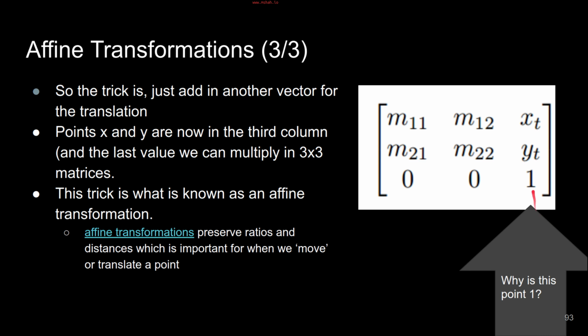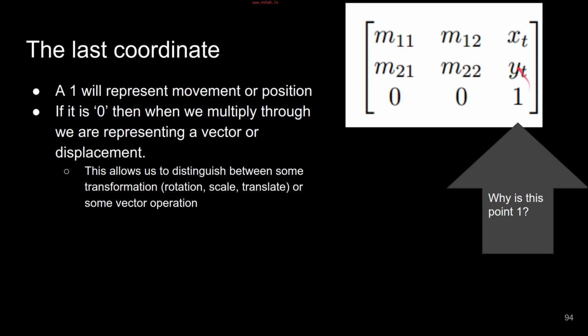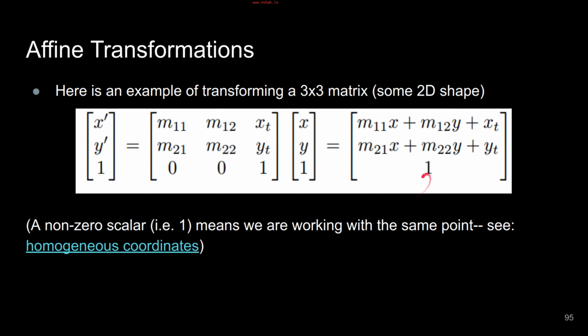Okay. So you'll notice there's another last point here, maybe what you'd think of as z, but it's just a 1 here. And this last coordinate really represents movement or position. If it's 0, then when we multiply through, we're representing a vector or some sort of displacement. This again allows us to distinguish between some transformation, rotation, scale, translate, or some other vector operation. So we just make this 1, and this preserves all the other stuff that's going on here when we do the actual multiplication. It's not going to disturb these values. It's just the identity.